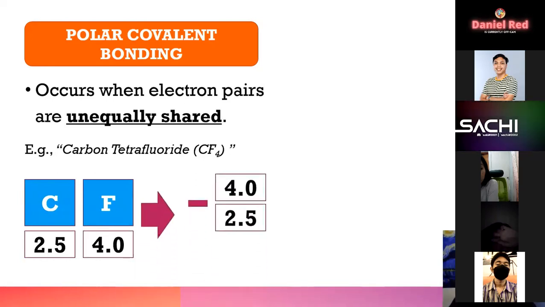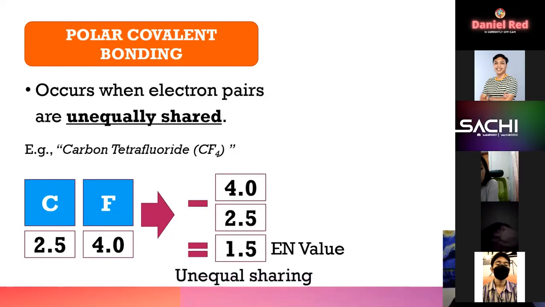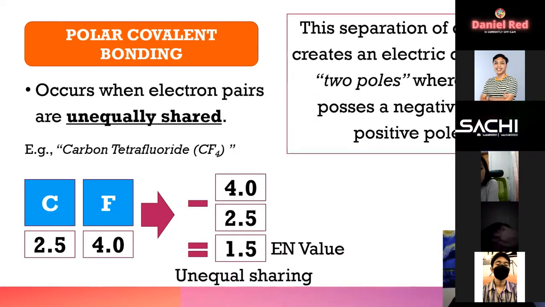After that, you need to find the difference between the two EN values of the elements. So 4.0 minus 2.5 equals 1.5. And this 1.5 is what we now call the ΔEN value. As you observe, there is an unequal sharing of electrons. This separation of charges creates an electric dipole, or two poles, wherein it possesses a negative and positive pole. Remember that polar covalent bonding is also known as dipole bonding because it will create two temporary poles, the positive pole and the negative pole.